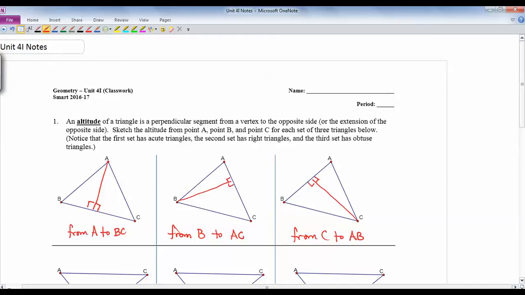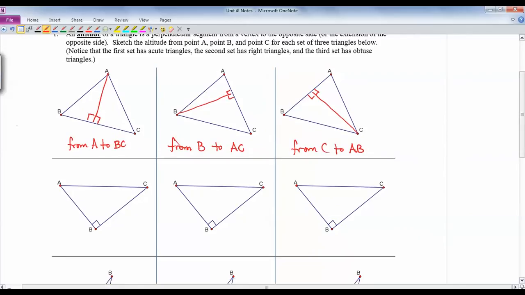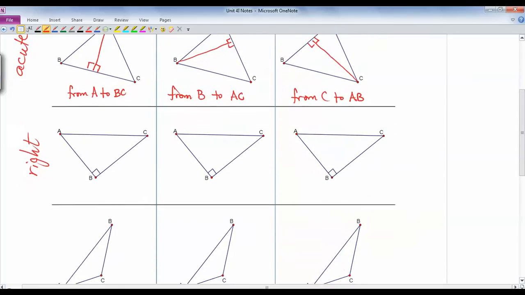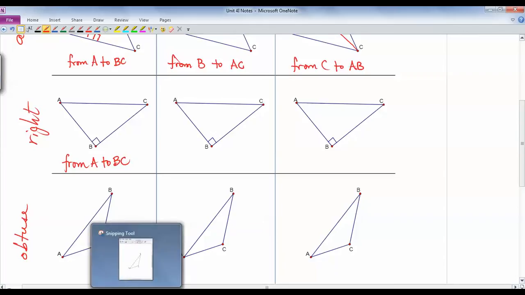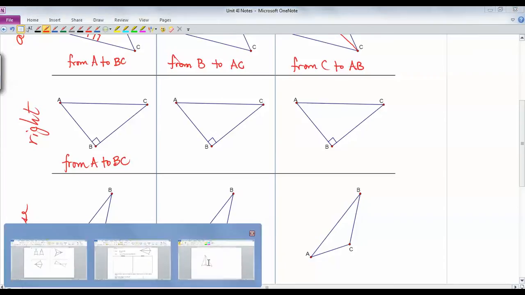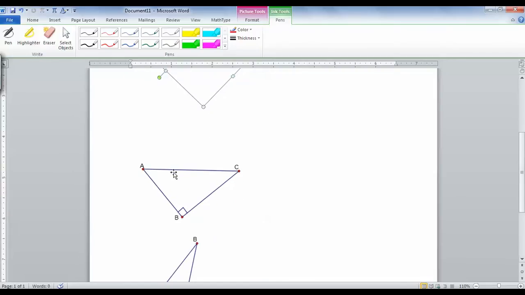Okay, let's take a look at the right triangle version. This one's acute triangles, right? This one will be right triangles. They're all identical triangles, by the way. And then down here will be obtuse. So for right triangles, if I'm going from A to BC, then A is my peak and BC is the ground. So let's come back over here, and I've got a right triangle down here, the same right triangle.